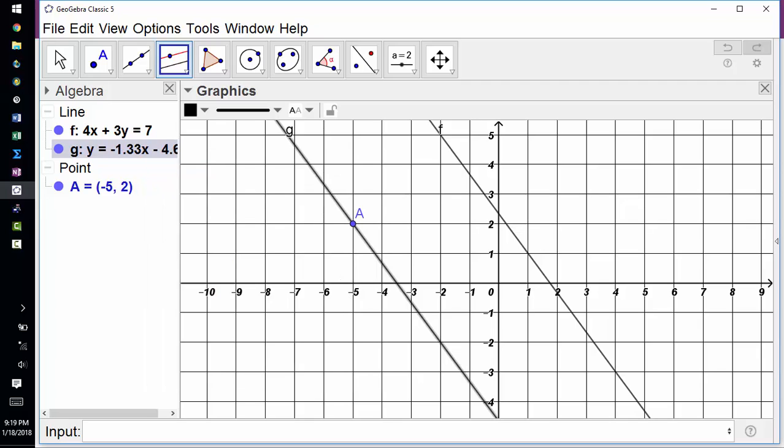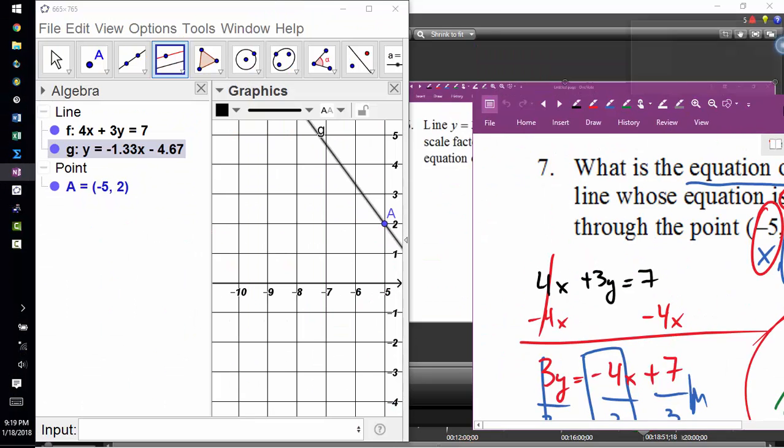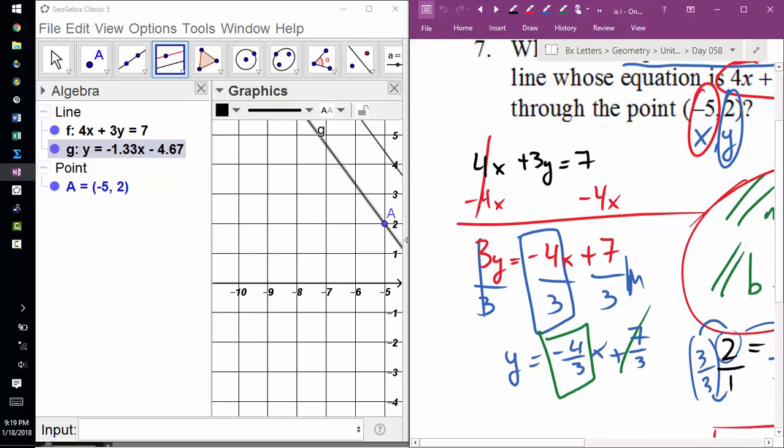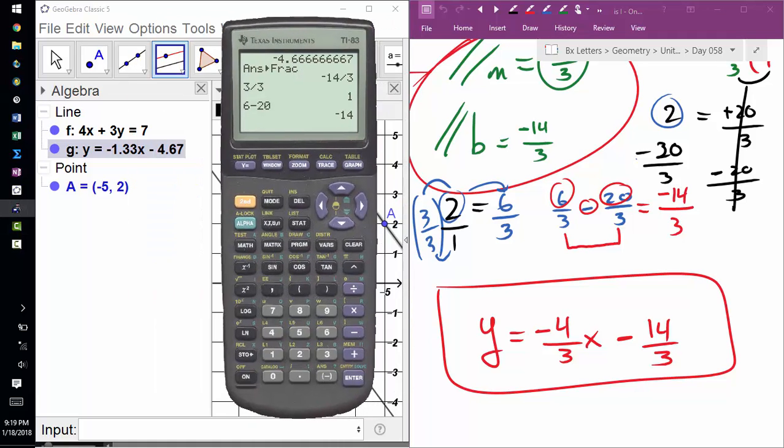I'm going to turn it into y equals form. And you can see, hey, my slope is minus 1.33. And I can just show you that minus 4 over 3, minus 4 divided by 3, that's the slope, minus 1.333, and so on. And that minus 4.67 is really minus 14 thirds. Minus 14 divided by 3 is minus 4.666, and it's just repeating and terminating at the 7 there.